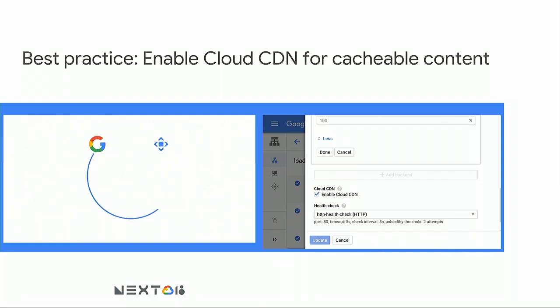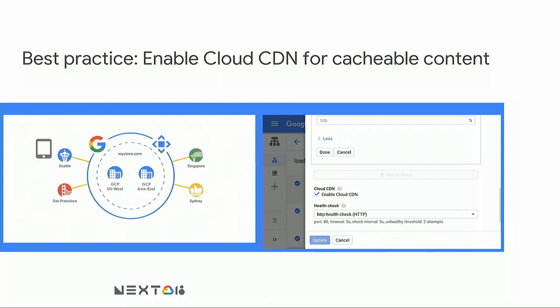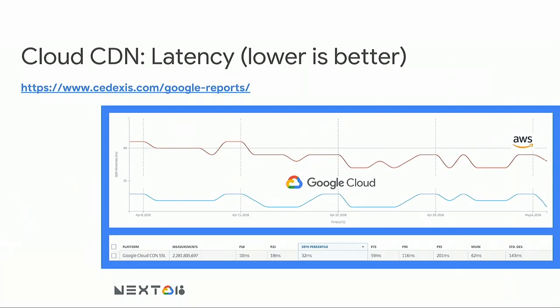One of the really good ways to shave down more of your latency is, if your content is cacheable, to turn on CDN. We have Cloud CDN, which is our native offering, and you can turn it on with a single checkbox. If you have a load balancer, you can just turn on a checkbox, as you can see there, and enable it. There is also a public report at www.cedexis.com/google-reports, where Cedexis measured Cloud CDN against other providers, and you can see that it does really well in terms of low latency, high throughput, and availability.